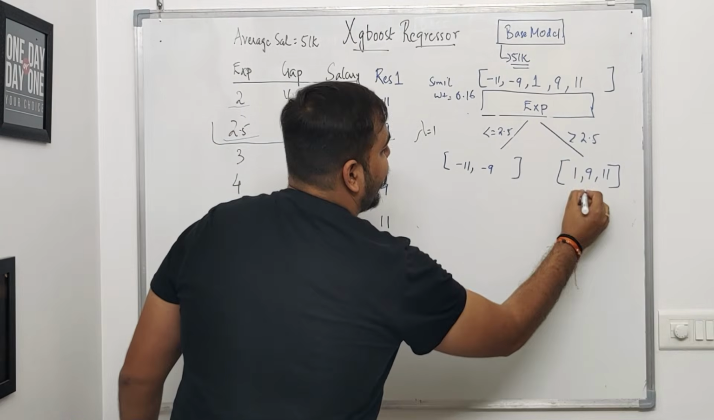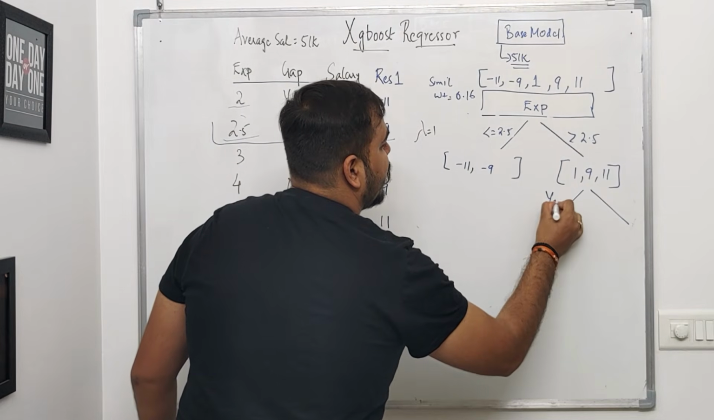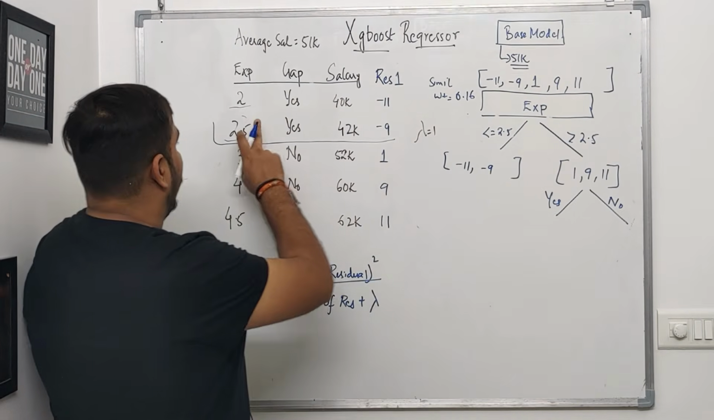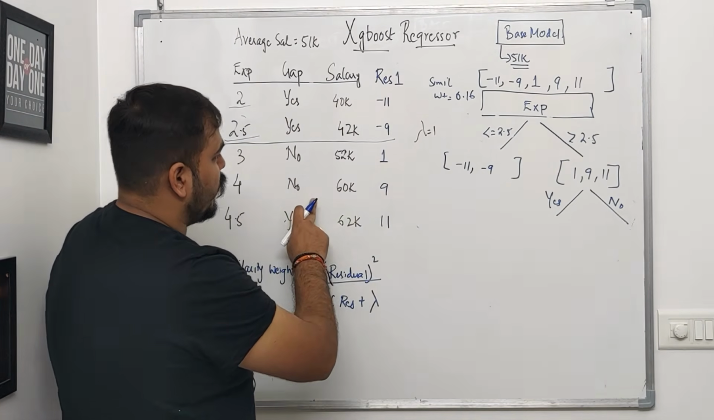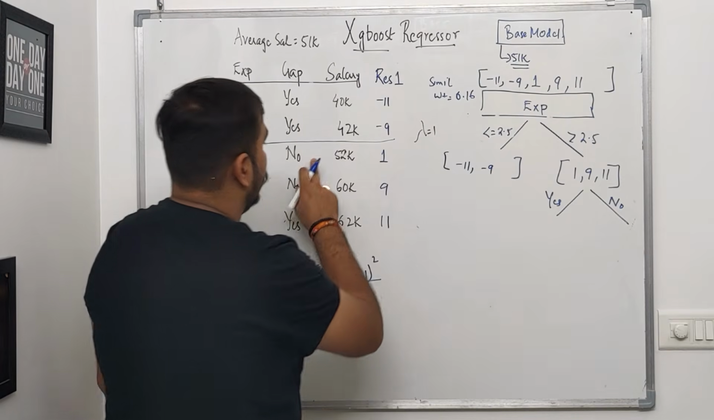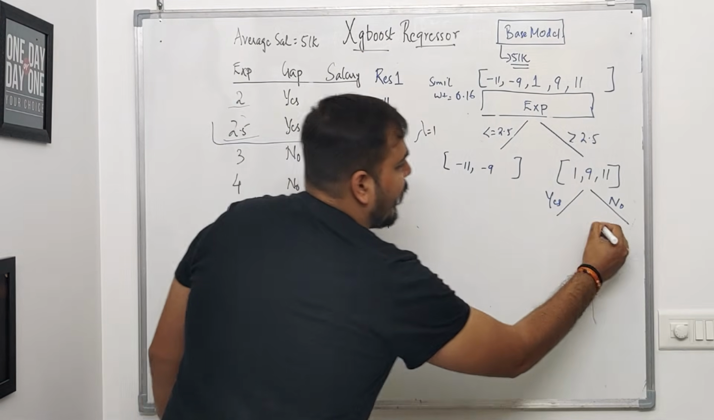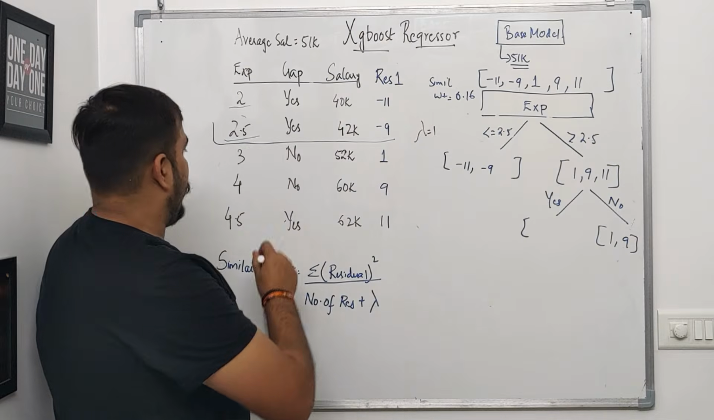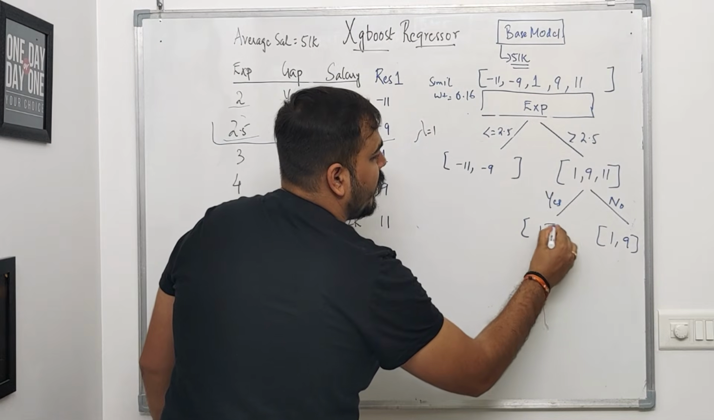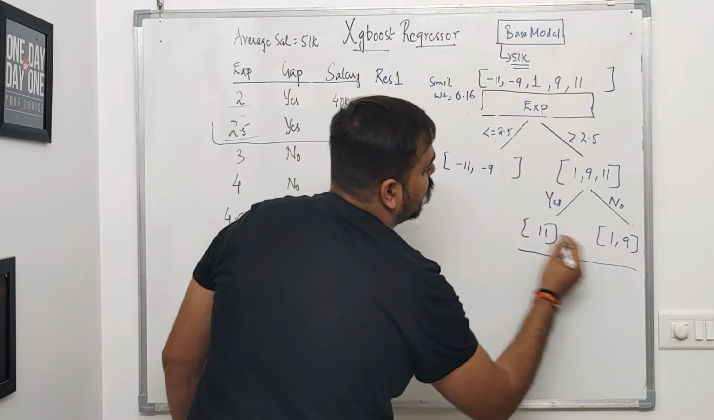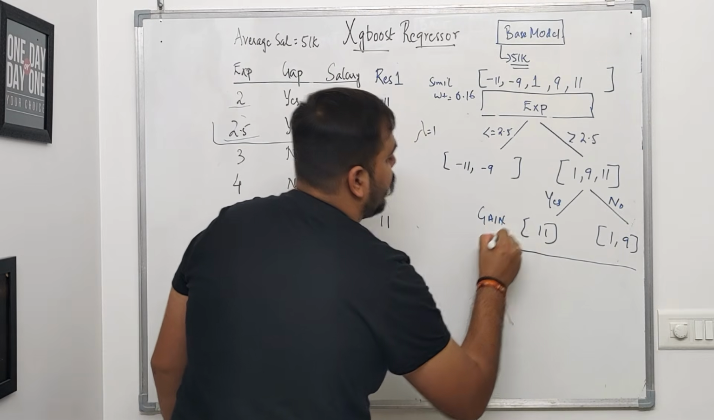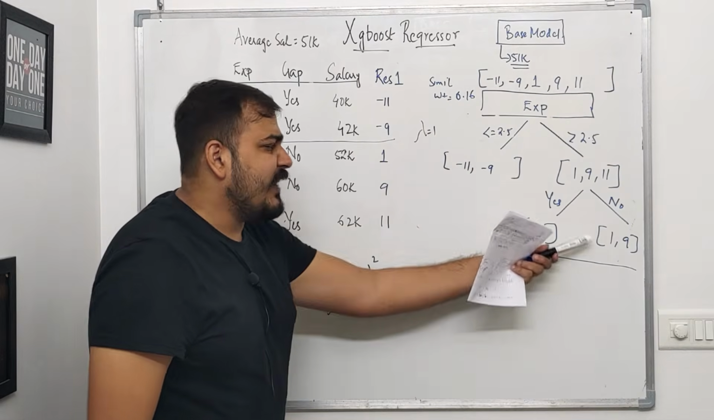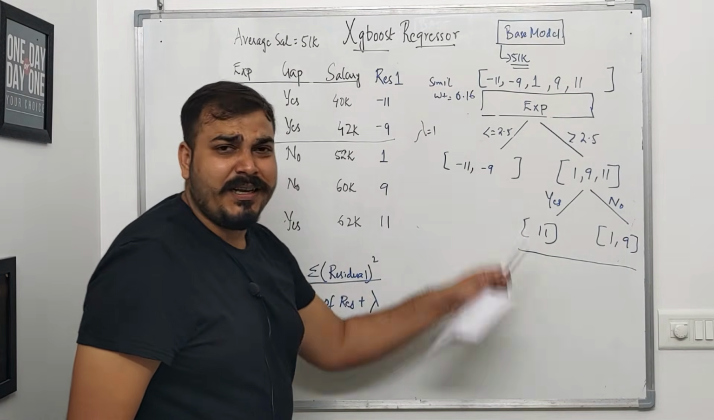Then with this splitting, I'll go with gap, again yes or no. How many records are greater than 2.5? There are 2 no's over here, and these are nothing but 1 and 9, so I'll write it here as 1 and 9. The remaining one is 11. Then again I'll calculate the similarity score and the gain. Suppose I go with this split right now, then I'll compare, and whichever has the highest gain, I'll take that.